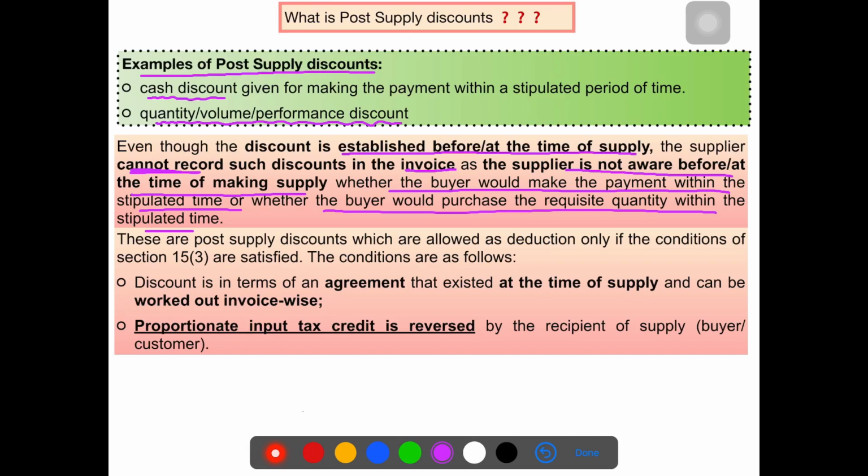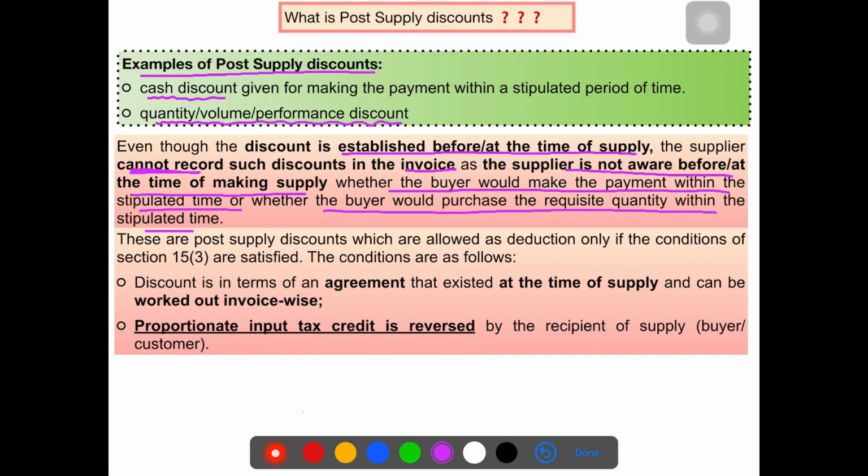So cash discount, quantity, volume or performance discount are examples of post supply discounts which may exist in the agreement at the time of supply, but it's not possible for the supplier to record them in the invoice because the supplier is not aware whether the buyer would make payment within a stipulated period of time or whether the buyer would purchase the requisite quantity within a stipulated period of time.